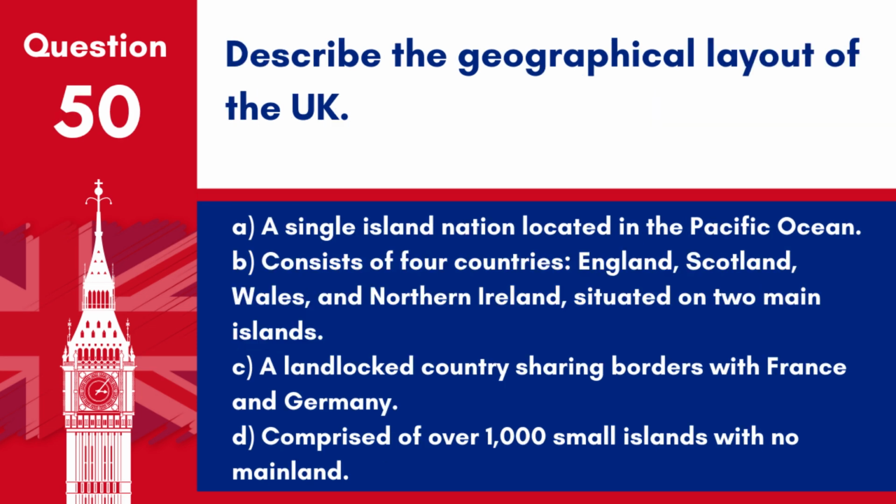Question 50. Describe the geographical layout of the UK. A. A single island nation located in the Pacific Ocean. B. Consists of 4 countries: England, Scotland, Wales and Northern Ireland, situated on 2 main islands. C. A landlocked country sharing borders with France and Germany. D. Comprised of over 1,000 small islands with no mainland.